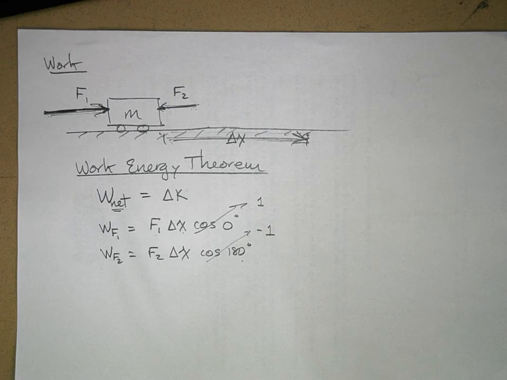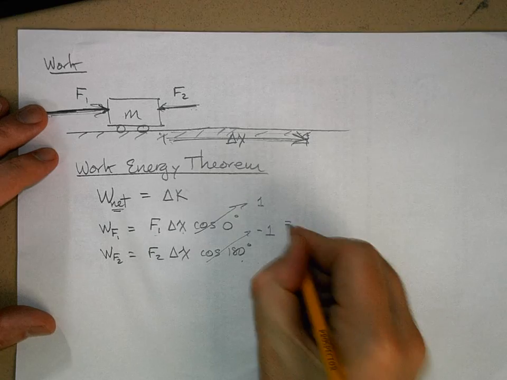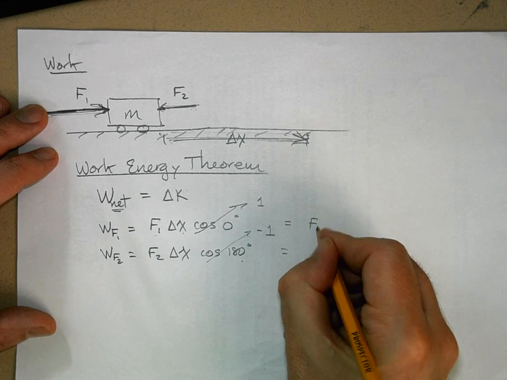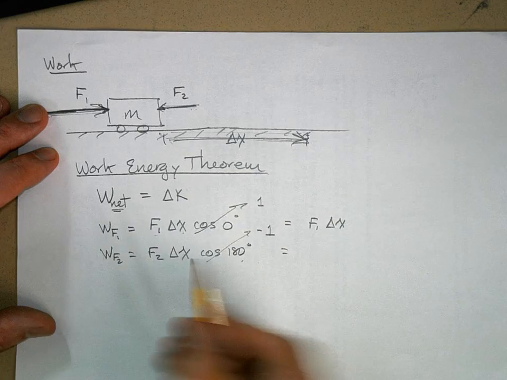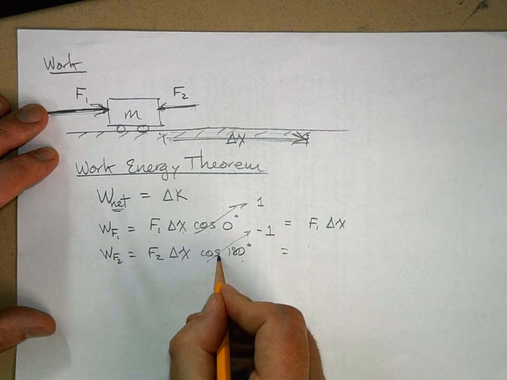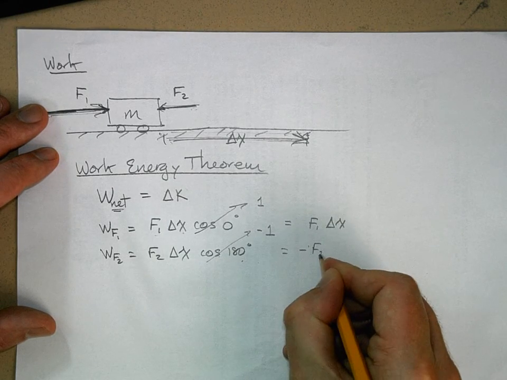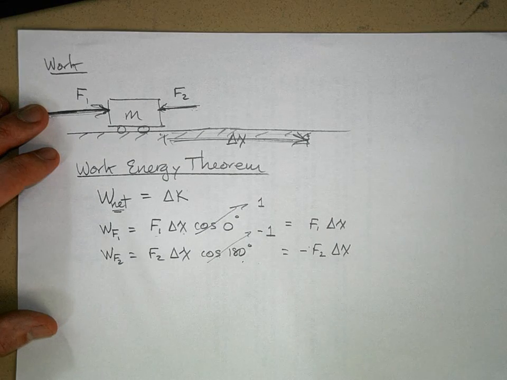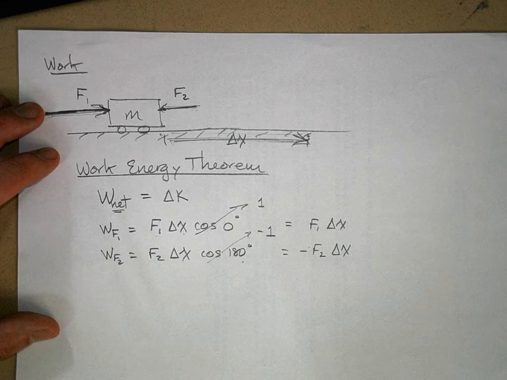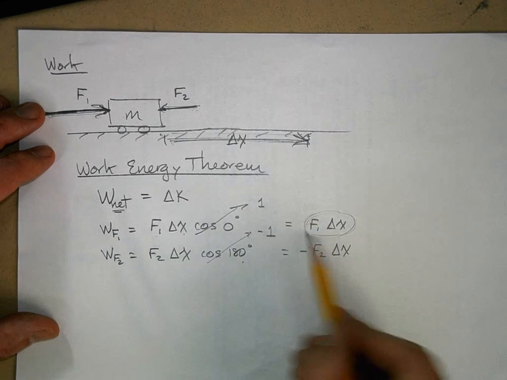Okay, it means it's doing negative work. Okay, so anyway, let's just do that. This is F1 times delta x, and I could give you numbers here, but I don't want to take the time to do that. Here's F2, but this is negative. And now this is positive work here, right? Positive.